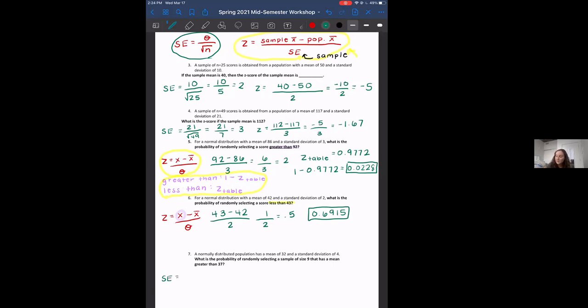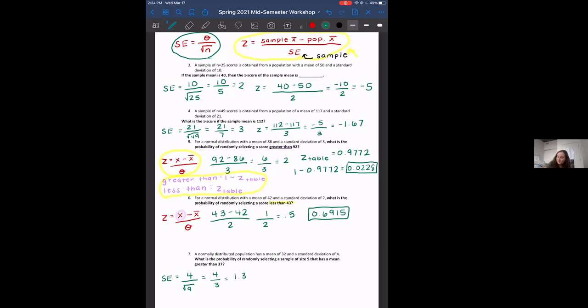So what is our standard deviation? 4. Yes. Okay, so 4. And what is n? Yes, 9. Okay, so 4 divided by the square root of 9. So 4 divided by 3. So what is 4 divided by 3? 1.3. Good.